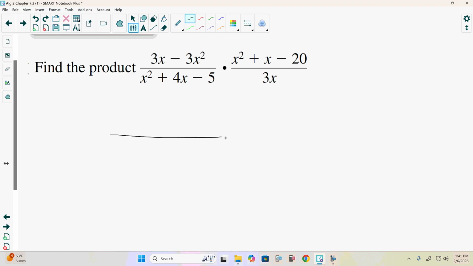So when we look at these two rational expressions, 3x minus 3x squared over x squared plus 4x minus 5, and x squared plus x minus 20 over 3x, I look for whichever one I can see the factors of first, because it's going to be helpful in finding the rest. If something's going to simplify, we need the same expression on top and bottom, so it kind of gives us hints at what the others are going to factor to.